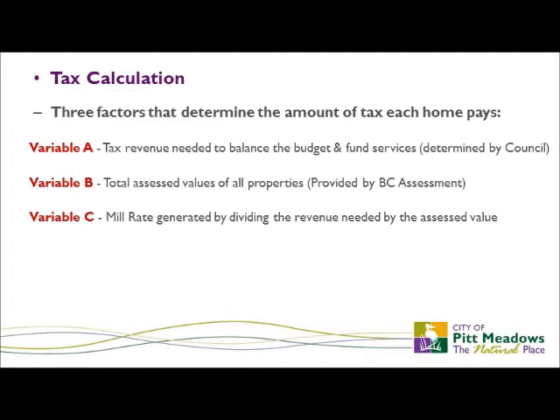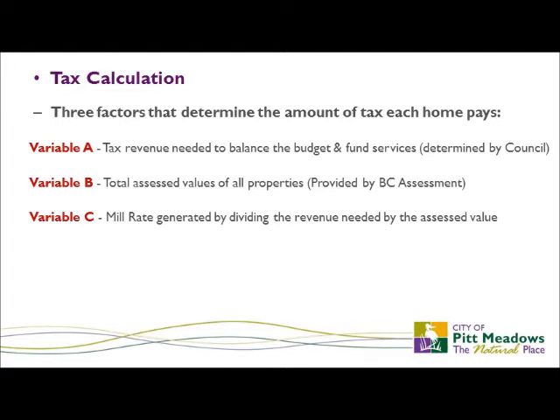The second factor is variable B, the total assessed values of all properties, which is provided by BC Assessment Authority. For information, the City receives the assessed value information a few times throughout the budget process. However, the final values are not available until the revised roll is received in early April, at which time the final tax calculation can be completed. Until then, the assessed values are preliminary and subject to change.